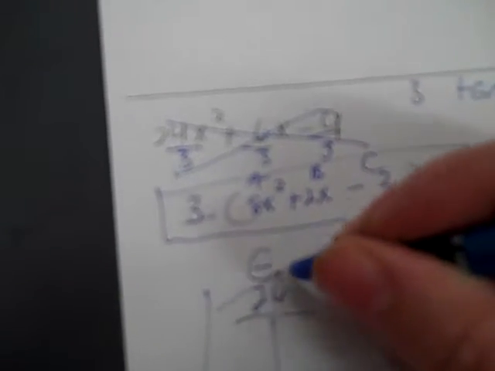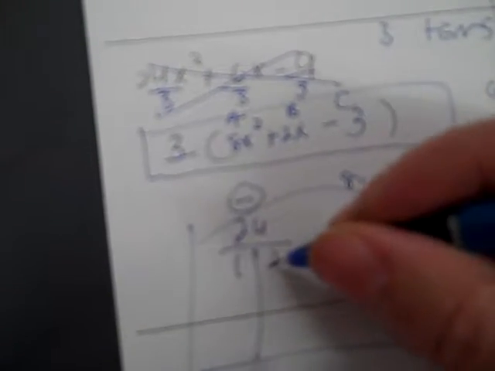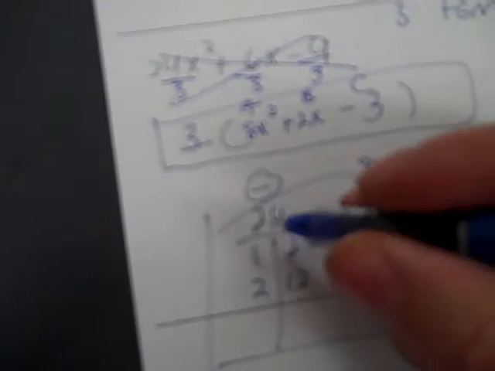So it's 8x to the second plus 2x minus 3. So A times C, always 8 times negative 3 is negative 24. So since I got a negative, I'm going to look for a difference that is going to equal 2. Okay? That's not 2. 24 divided by 2 is 12. That's not 2. 24 divided by 3 is 8. That's not 2. 24 divided by 4 is 6, and there's 2. 6 minus 4 is 2.